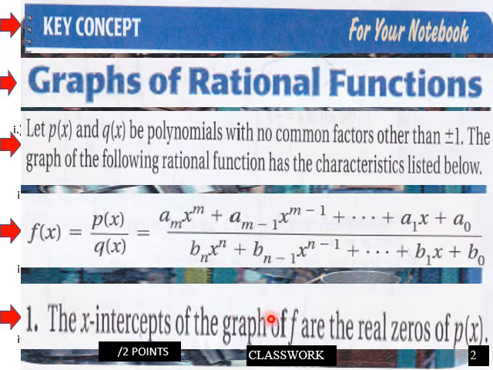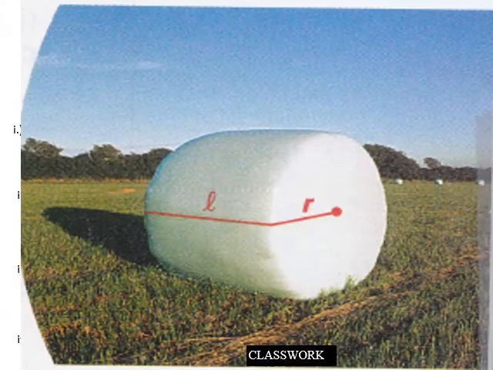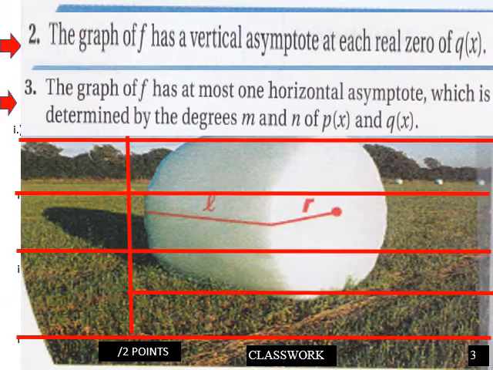Everything decreases to the right until you have a constant. The x-intercepts of the graph of f are the real zeros of p of x. The graph of f has a vertical asymptote at each real zero of q of x. The graph of f has at most one horizontal asymptote, which is determined by the degrees m and n of p of x and q of x.